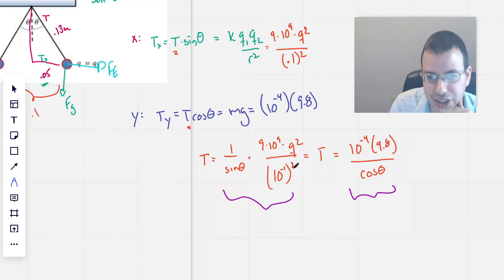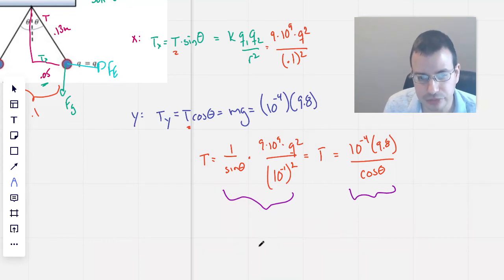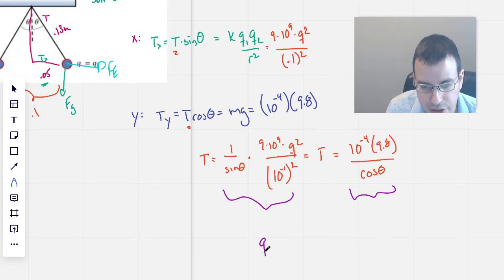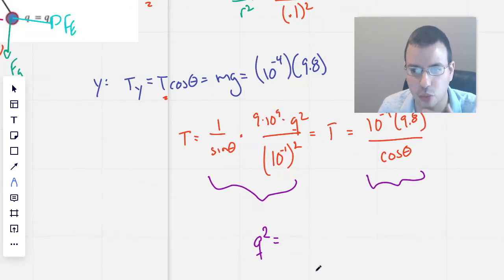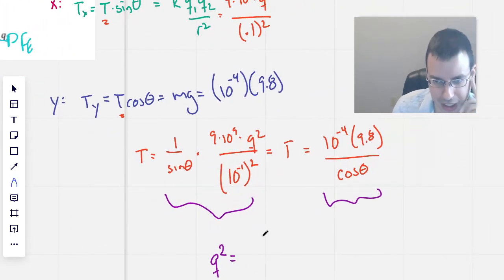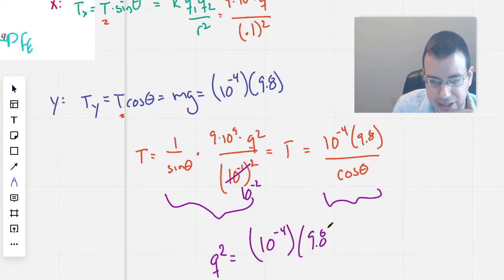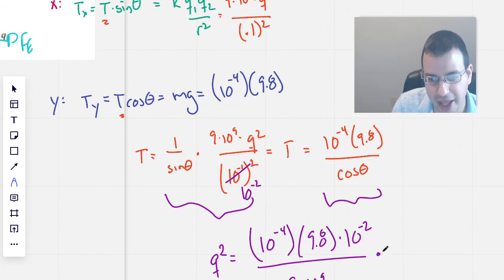So, rearranging this and solving for q, we're going to have q squared. I know there's going to be a lot of algebra in just one step, so follow along best you can. This will be 10 to the negative fourth times 9.8 times 10 to the negative second. So I'm just moving that up. All over 9 times 10 to the 9th. And then we have a sine of theta over cosine of theta.